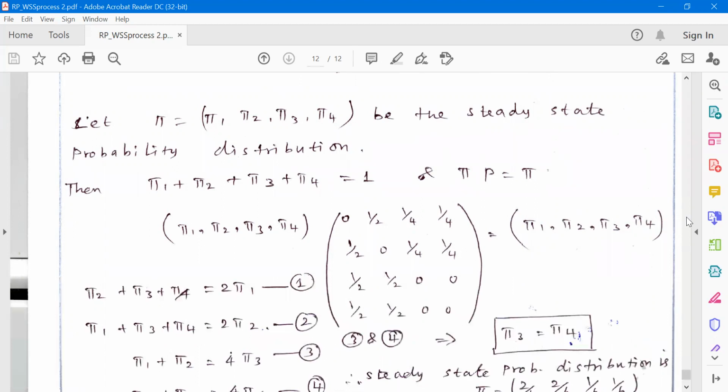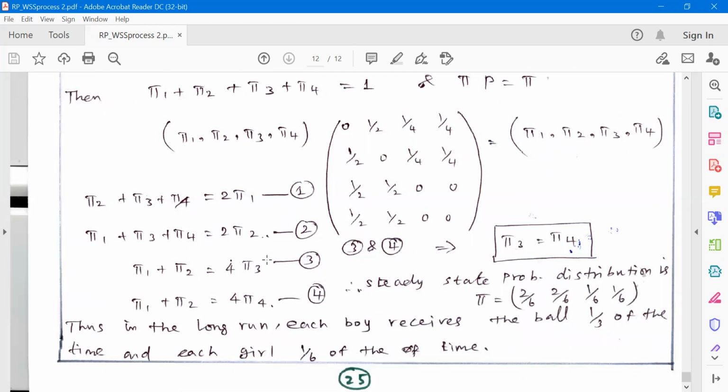I am substituting the values, and on the left hand side I multiply pi into P. So I get the terms: pi 2 + pi 3 + pi 4 = 2 pi 1, multiplying and equating these two matrices. For the second column, pi 1 + pi 3 + pi 4 = 2 pi 2. And pi 1 + pi 2 = 4 pi 3. And pi 1 + pi 2 = 4 pi 4.